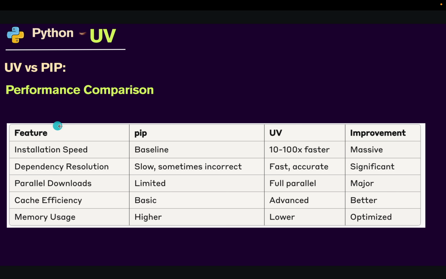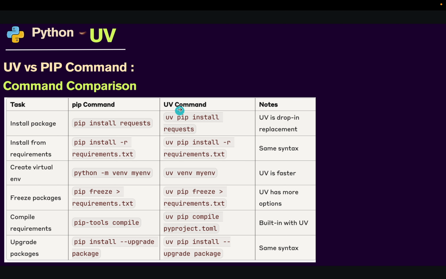And guys, focus here. What is the comparison between uv and pip? So these are the features. Speed: pip is slow, uv is very massive. Dependency resolution: pip is slow, uv is very accurate and significant. Parallel downloads: limited in pip, full parallel in uv. Cache efficiency: basic in pip and advanced here. Memory usage: higher in pip and very low here. Very interesting part.